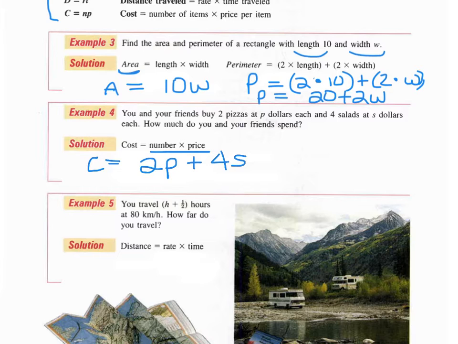And again, we don't know how much the pizzas cost or the salads. So this would be 2P plus 4S. And these, if they wanted units, we would say that they were dollars, because that's what it was labeled here as. Everybody good so far? All right, let's look at the next example.